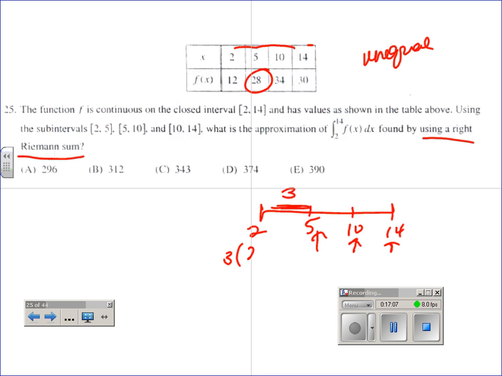So 3 times 28 plus 5 times 34 plus 4 times 30, which gives us, number 25 is B, so it should give us 374.